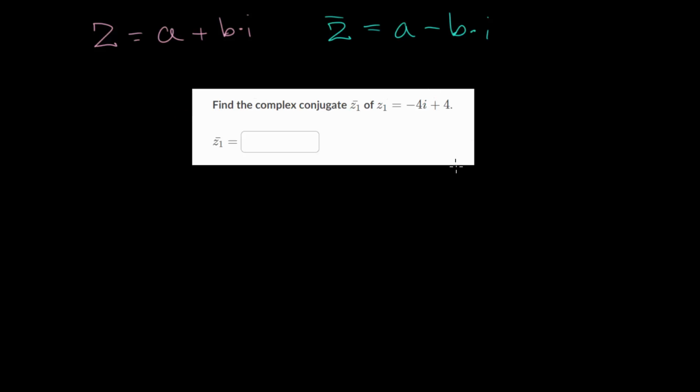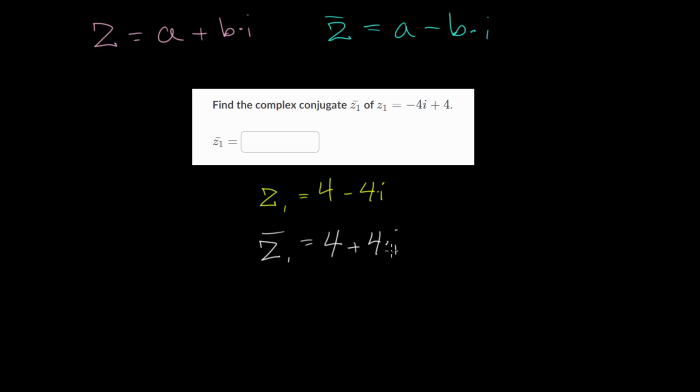So essentially, the conjugate negates the imaginary part. And for this example problem, this is written in a way that's not generally typical. Usually, the real part is written first. So if you want, you can rewrite this as 4 minus 4i. But the general idea is just to remember that the imaginary part will have the opposite sign in the conjugate. So for this problem, the conjugate of z1, we will just make the imaginary part positive. This will be 4 plus 4i.